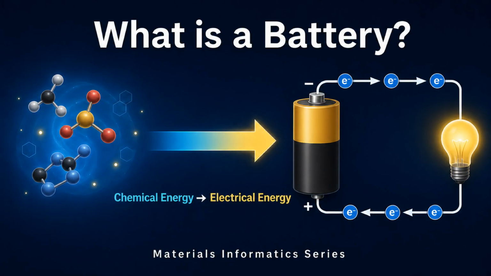At its core, a battery is a device that converts chemical energy into electrical energy, and vice versa. During discharge, chemical reactions release electrons that flow through an external circuit, powering your device. During charging, we reverse this process by supplying electrical energy to restore the original chemical state. This reversibility is what makes rechargeable batteries so valuable.